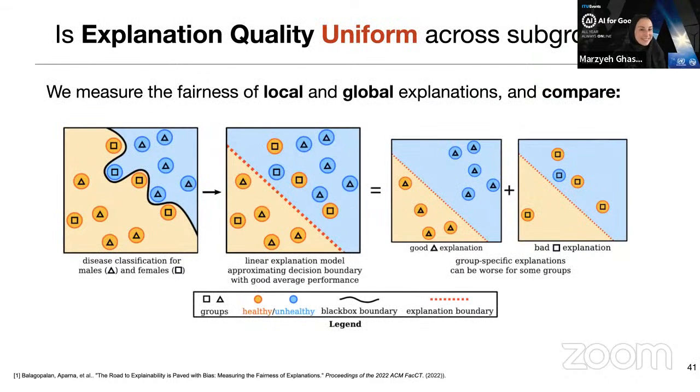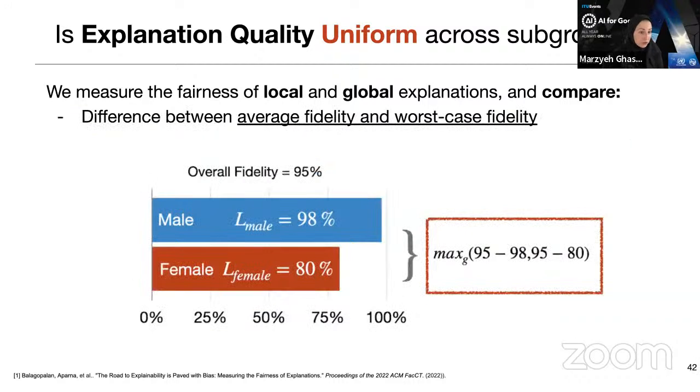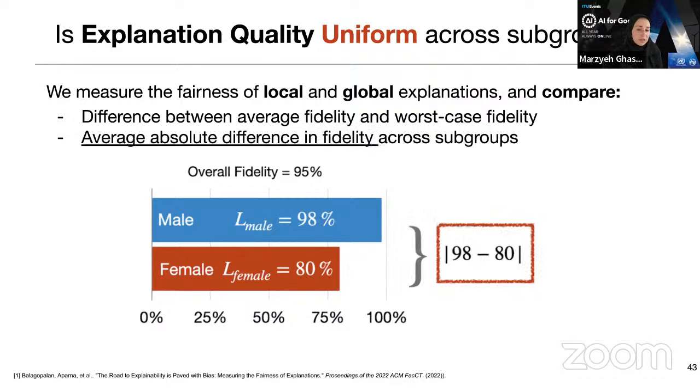And we want to measure the fairness of the local and global explanations and compare what happens when we go from something that's maybe a complex nonlinear decision boundary that can do disease classification for males and females into, for example, something that is a less complex decision boundary that may then have worse group specific explanations. We're going to measure it in two ways: the difference between average fidelity and worst case fidelity. Maybe on average, you do pretty well, like the overall fidelity is 95%, but that's because on men you do 98% and on women you do 80%. We're also going to measure the difference in average absolute fidelity across any given subgroups.